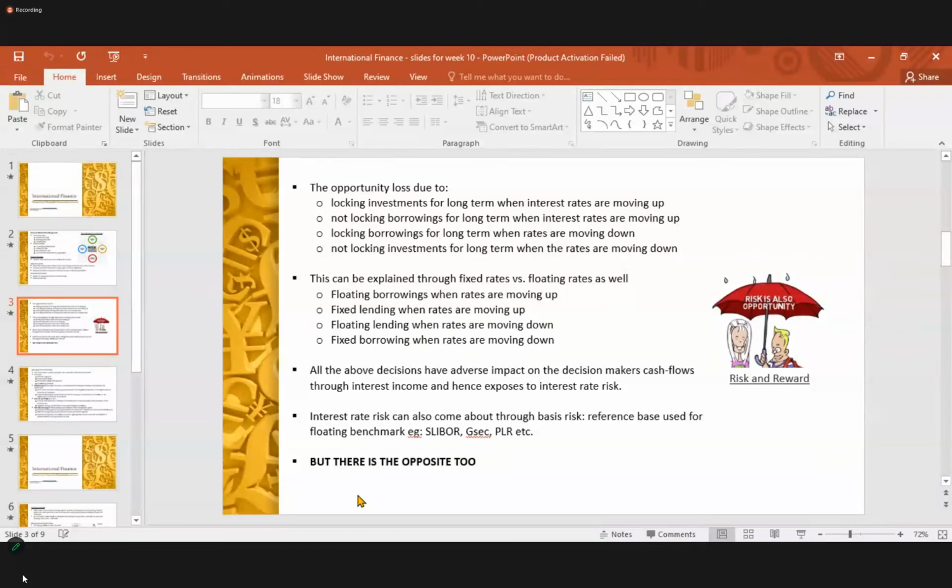So now let me explain to you what you call basis risk. Whether you link it to SLIBOR, GSEC or PLR, depending on what index you use to fix your floating rate, there is a risk. And that risk is called basis risk. Now, let's try to explain this.